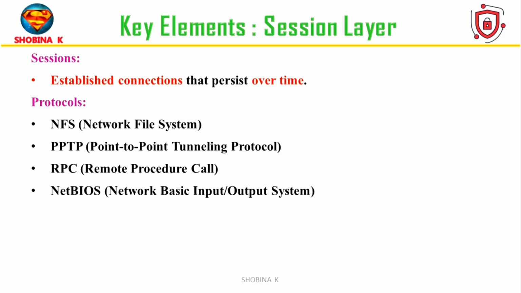NFS allows users to access and share files over a network as if they were on their local storage. It enables multiple clients to interact with files stored on a central server. Therefore, it facilitates file sharing in network environments. Next, PPTP. It is used for creating virtual private networks. It provides secure remote access to networks over the internet. Next, RPC. It allows programs to execute functions on a remote server. It supports distributed applications by enabling communication between different systems. And next, NetBIOS. It enables applications to communicate over a local network. It is commonly used in Windows environment for file and printer sharing.